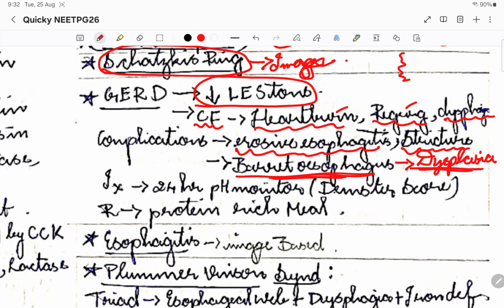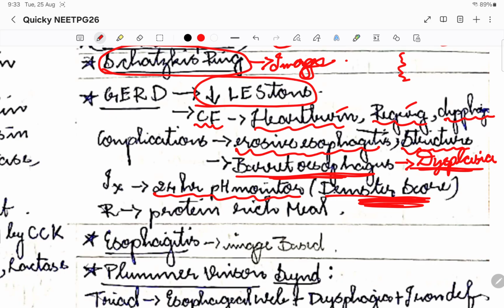So how do we do the investigation? Basically we'll do a 24-hour pH monitor, because in the esophagus it should be basic, but as the acids are coming from the stomach, the pH will be reduced, okay, and it will be acidic, okay. So that is the pH monitoring that we do, and we'll do something known as DeMeester scoring, okay. So that is how we diagnose GERD, okay.